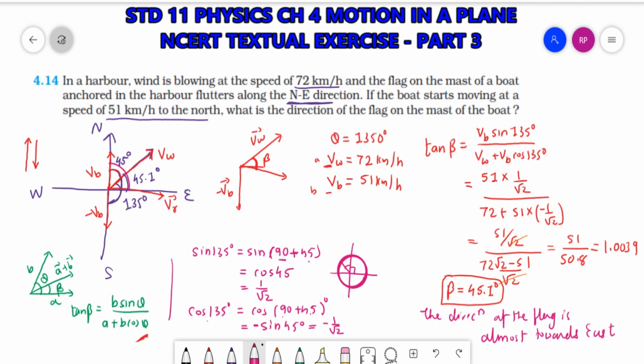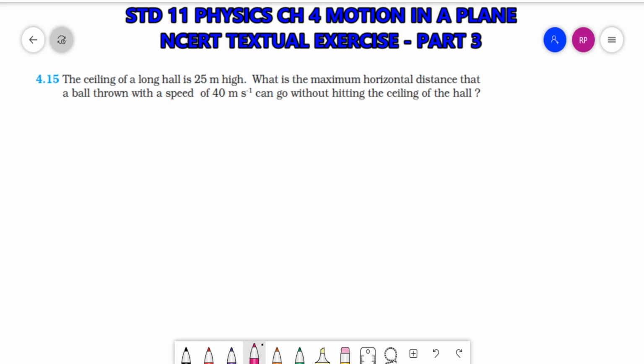Now let's move to the next one, that is 4.15. The ceiling of a long hall is 25 meter high. What is the maximum horizontal distance that a ball thrown with a speed of 40 meter per second can go without hitting the ceiling of the hall? Okay, now this is related to the question of projectile motion. See now, if I take this as the floor, and let's take this as the ceiling, this I will consider floor, means from here the ball is thrown.